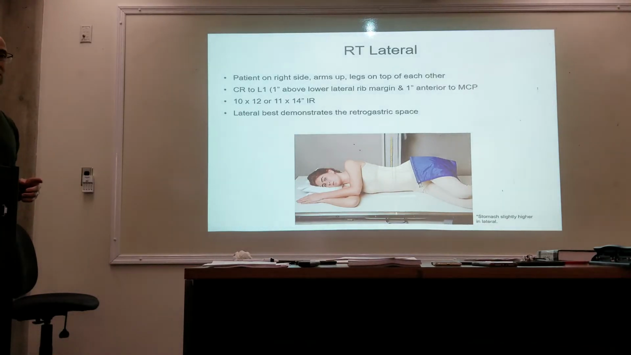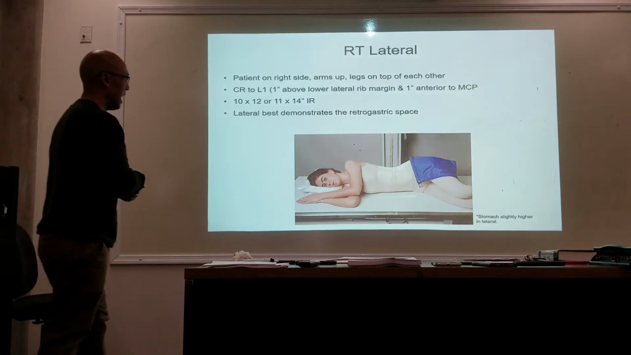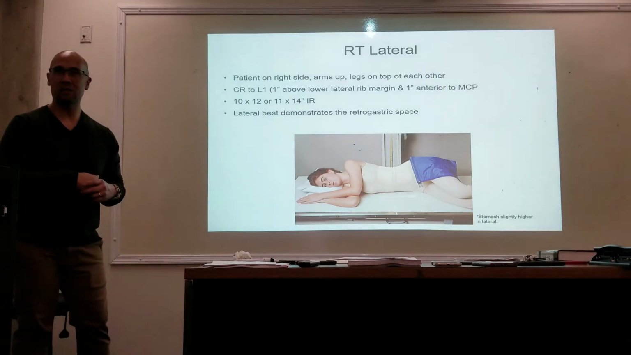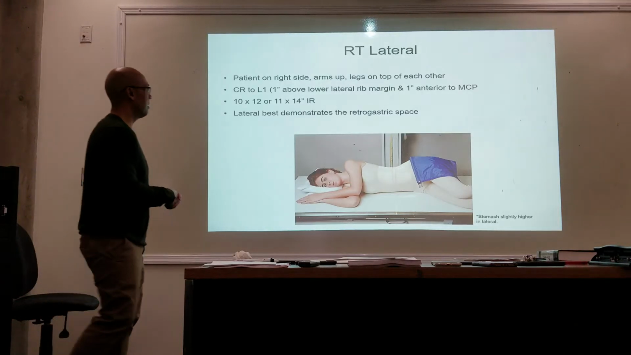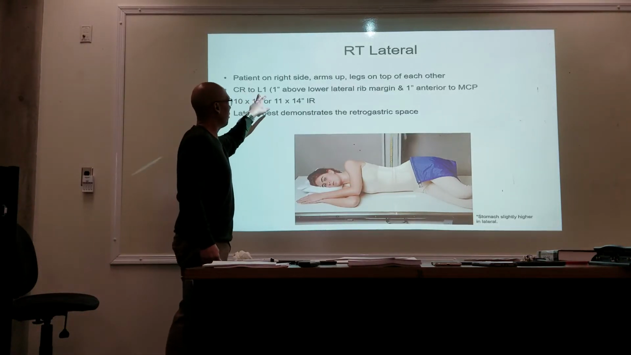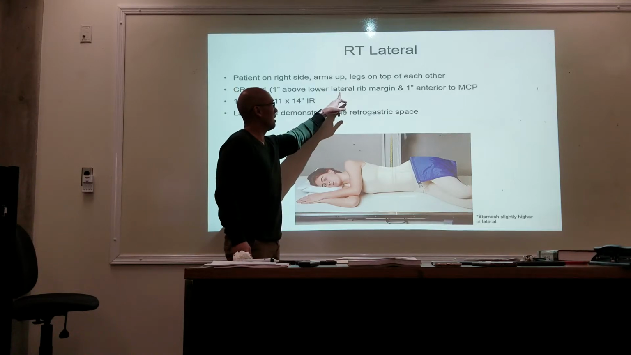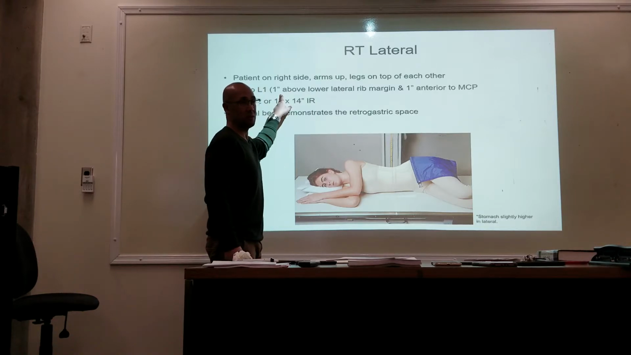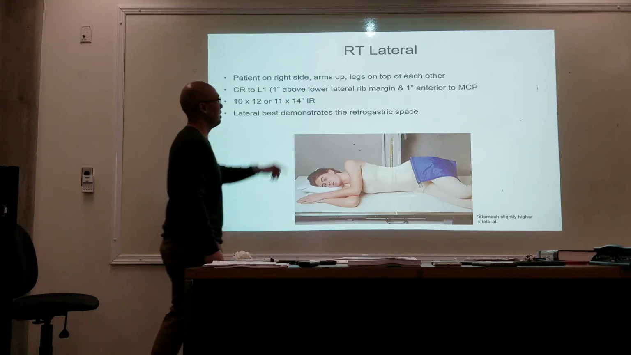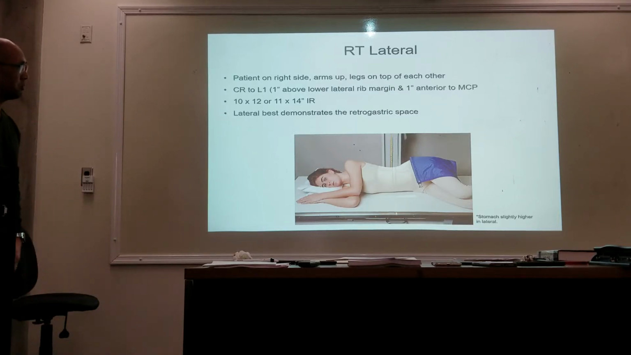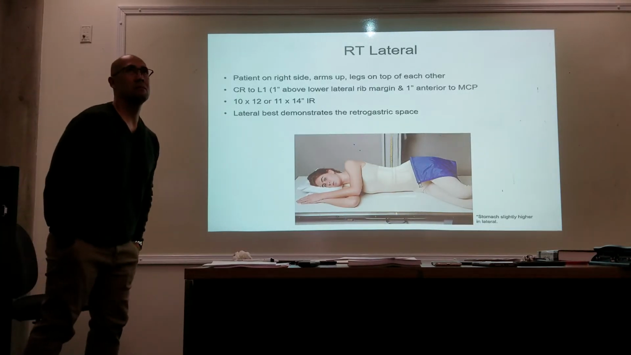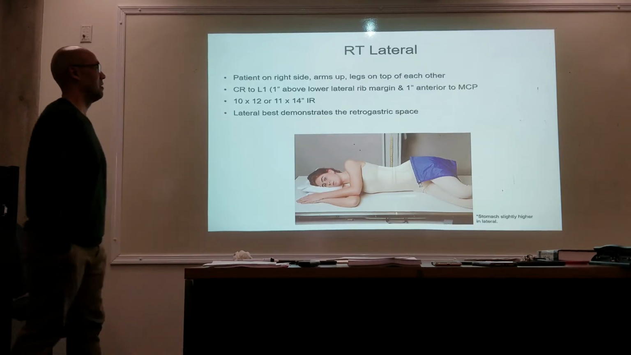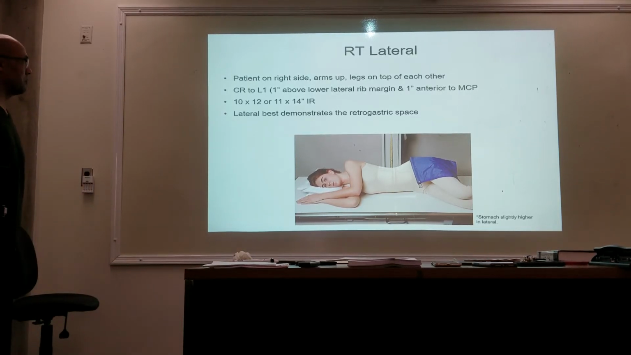There was a typo in the previous slide. It said at the level of the lower rib margin. Is that what it said on your slide? I think it said CR to L1, but it says at the level of the lateral rib margin. Lower lateral margin. Okay, it's 1 inch above. So tack that on. 1 inch above the lower lateral rib margin. And then 1 inch anterior to the mid-coronal plane.